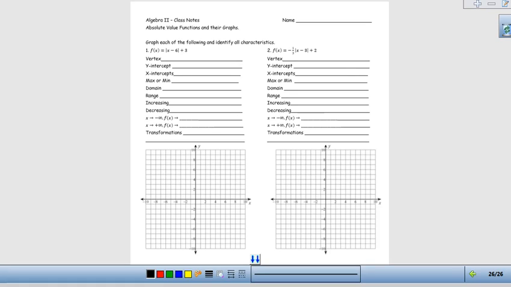Today we're going to look at absolute value functions and their graphs, and we're going to identify some of the characteristics of their graphs. You can graph these by hand, or you can use your graphing calculator.